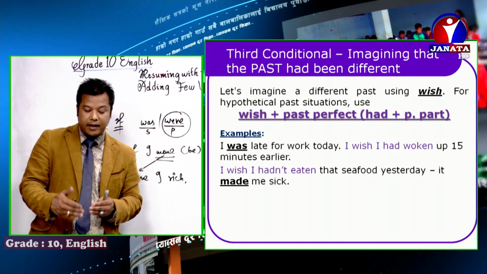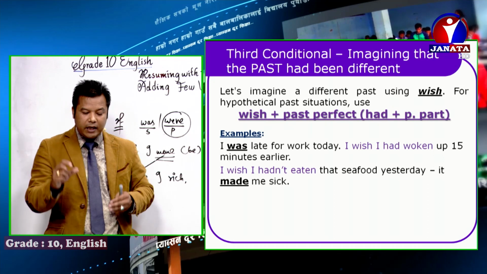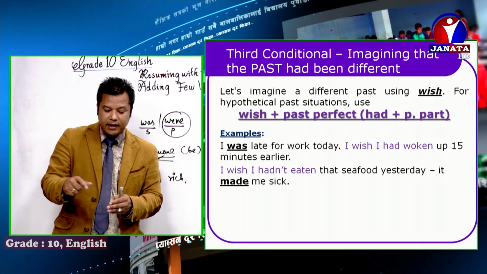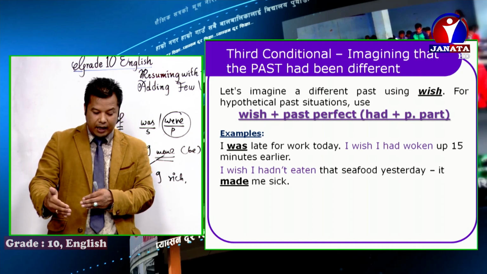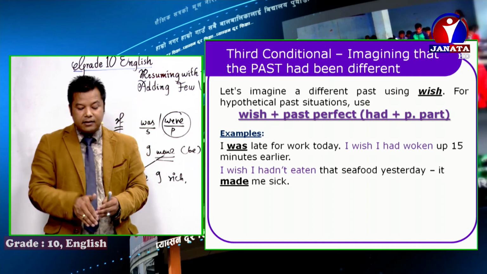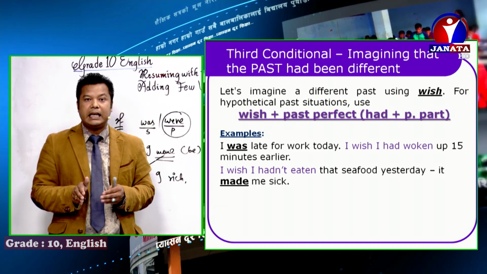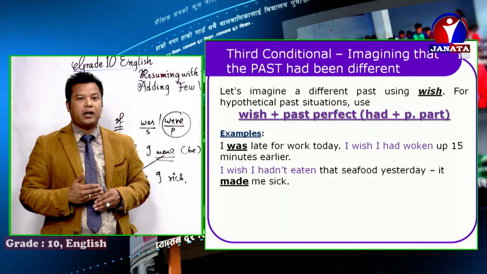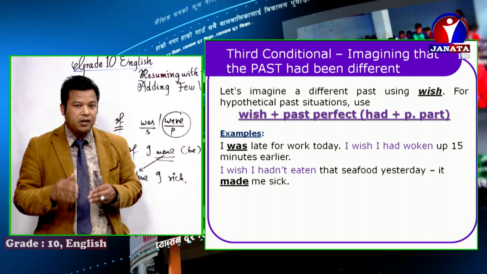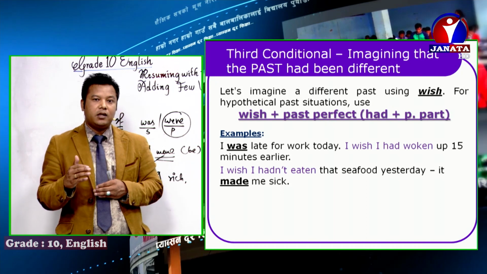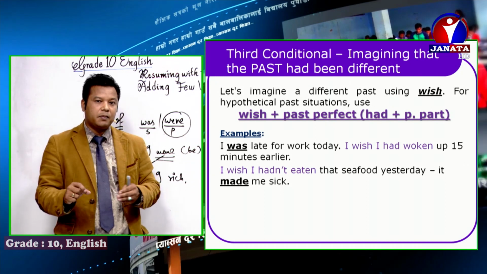Next, I wish I hadn't eaten that seafood yesterday. It made me sick. Now see a little change I will make. I wish I hadn't eaten that seafood yesterday. It made me sick. This can also be written like, if I hadn't eaten that seafood, I would not have been sick. See this transformation, in which I tried rephrasing, paraphrasing or restating, trying to maintain the same meaning that is communicated by this particular sentence.